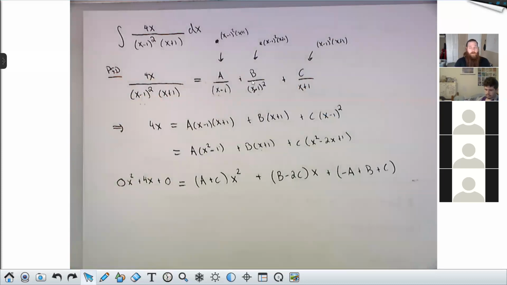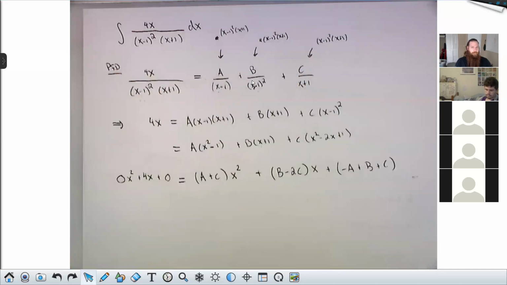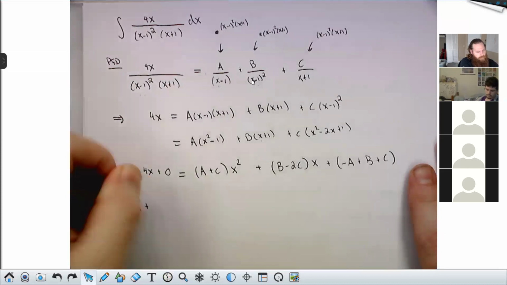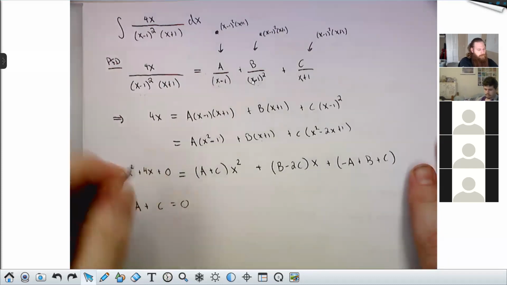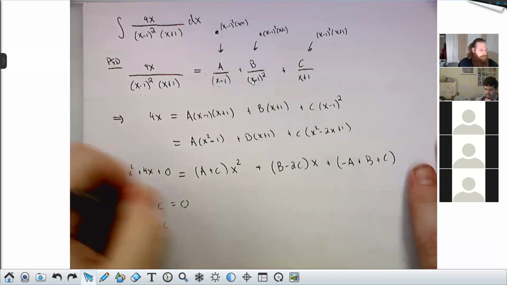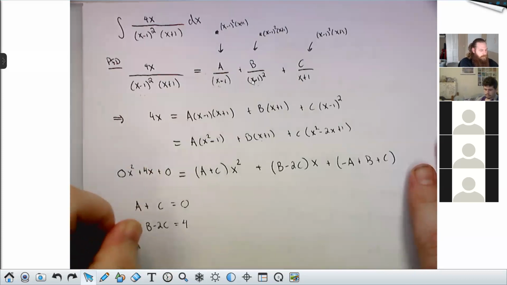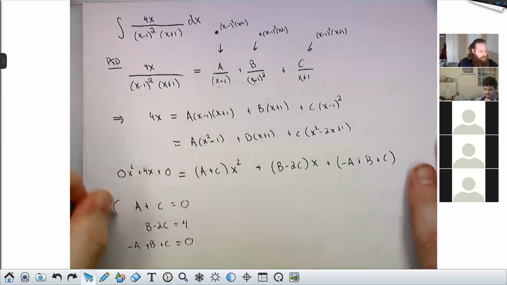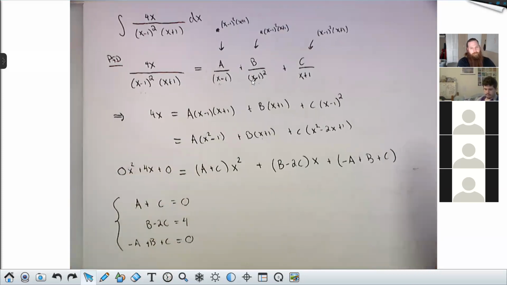Okay. All right. We are ready now to write down our linear system. A plus C has to be 0. B minus 2C has to be 4. And negative A plus B plus C has to be 0. This is a 3x3 system. Notice that the size of the system is the degree of the denominator. So as the degree of the bottom goes up, the size of the linear system goes up.